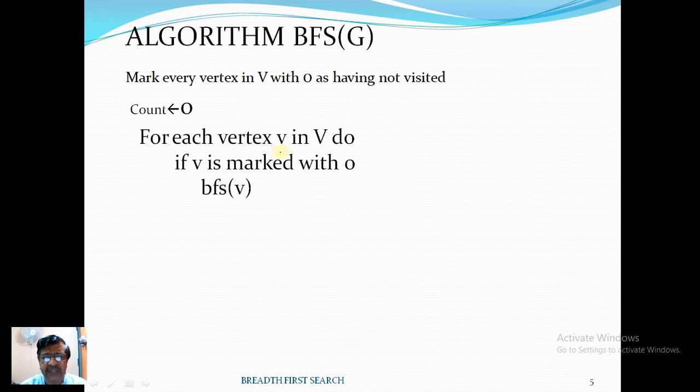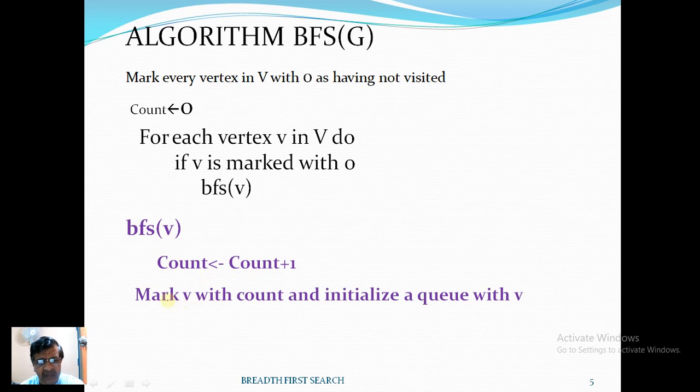So for each vertex small v in the set V, do repeatedly. If V is marked with 0, then send this V to another algorithm, a subroutine or sub-algorithm titled BFS, which will do the duty of marking the vertices that are sent to this function with consecutive integers. So BFS(V), where V is the parameter supplied to this sub-algorithm, and count will become count plus 1 because V is now visited.